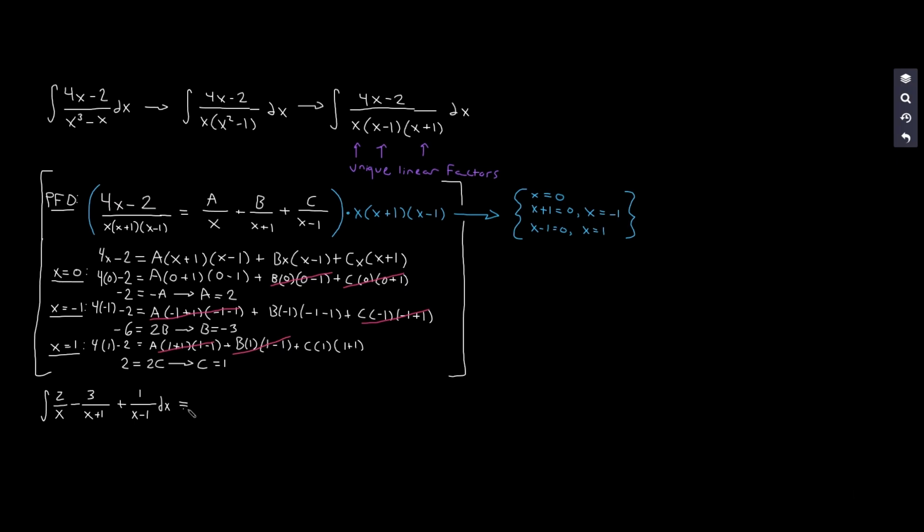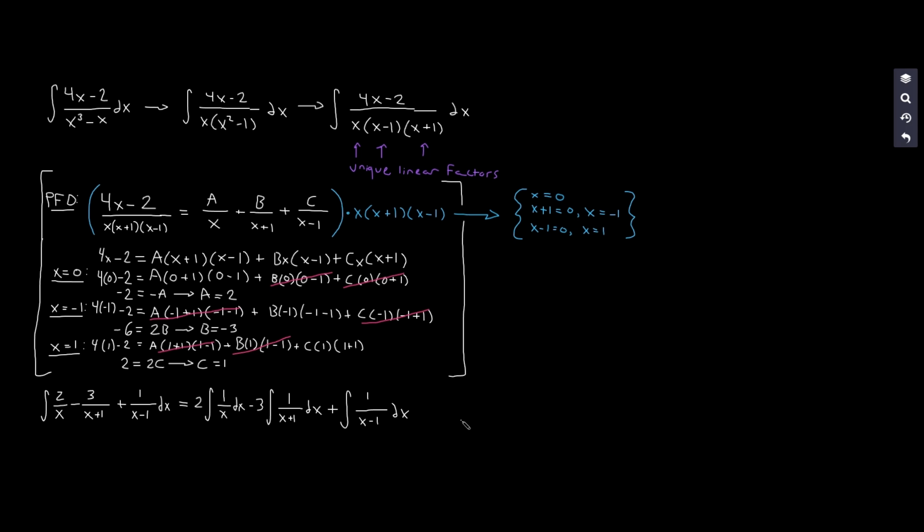This is going to give us 3 separate integrals, and I'm just going to go ahead and factor out that 2 of the first one immediately. 2 times the indefinite integral of 1 over x integration with respect to x. Factor out that 3 immediately, and this is going to be minus 3 times the indefinite integral of 1 over x plus 1 integration with respect to x. And then this is going to be plus the indefinite integral of 1 over x minus 1 integration with respect to x.